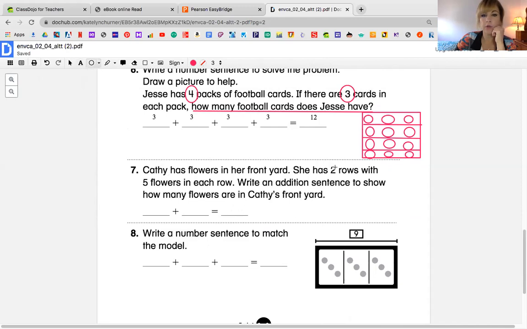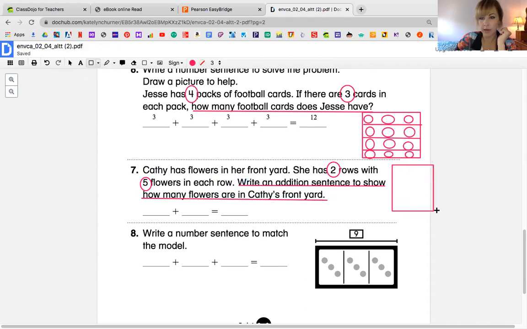Kathy has flowers in her front yard. She has 2 rows with 5 flowers in each row. And this one doesn't really have a question, but it has something to look for. It says, write an addition sentence to show how many flowers are in Kathy's yard. So how am I going to show that? I'm going to prove it with an array.